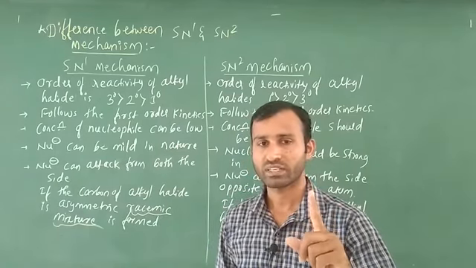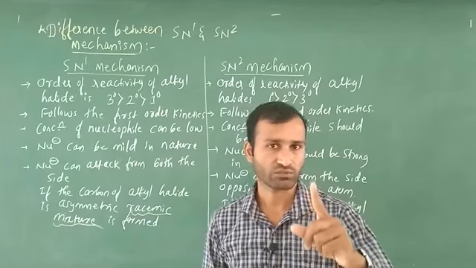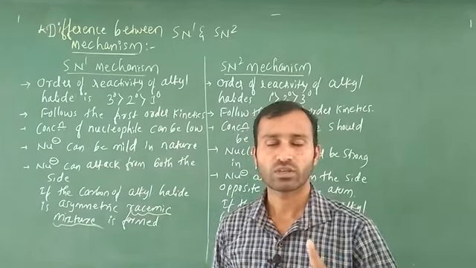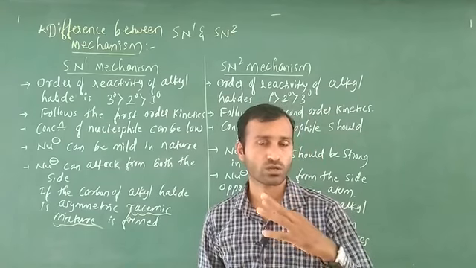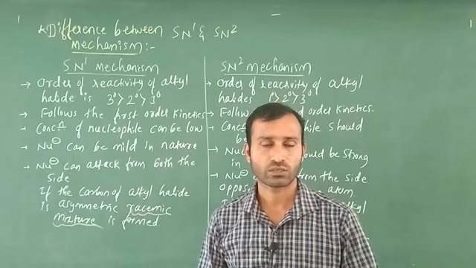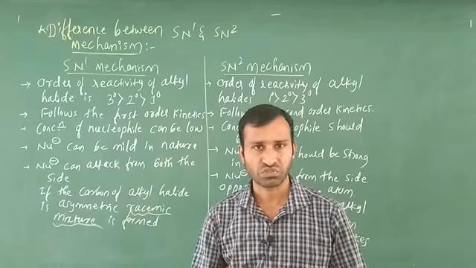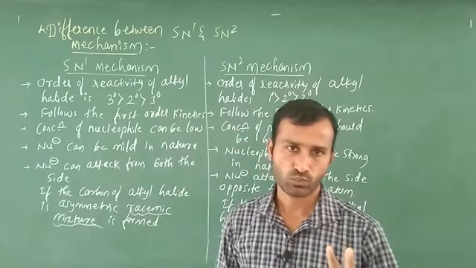I told you many times, if aqueous KOH is there, the OH minus acts as a nucleophile. If alcoholic KOH is there, the OH minus acts as a base. What is the role of a base? It can abstract a proton. What is the role of a nucleophile? The nucleophile is electron rich, and it attacks an electron-deficient center. These two points are most important.